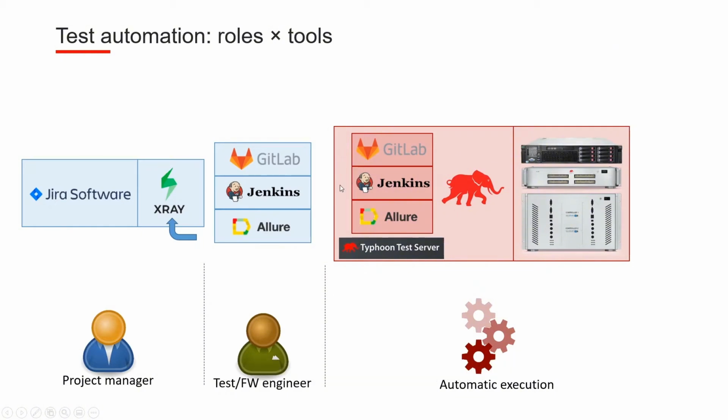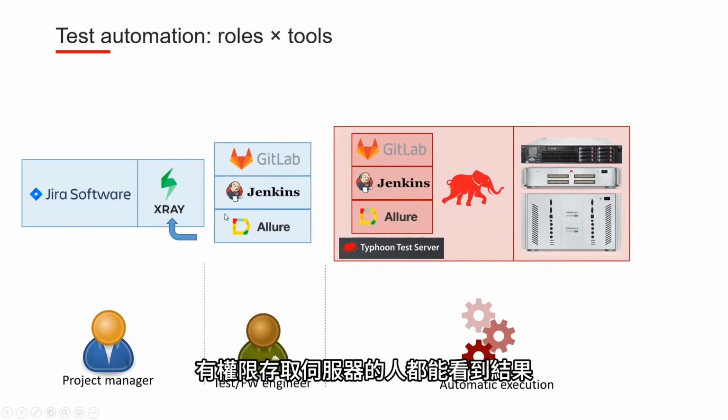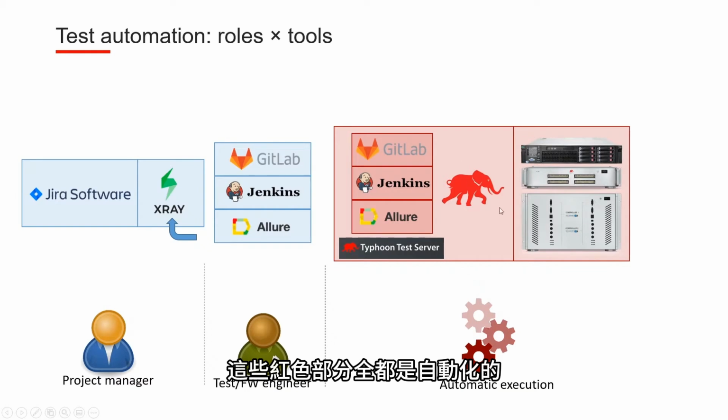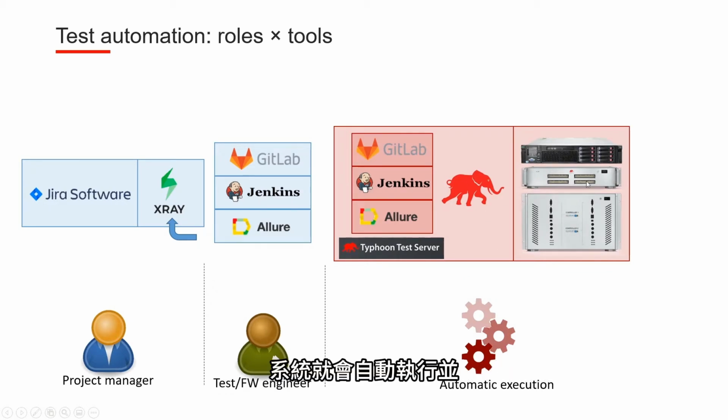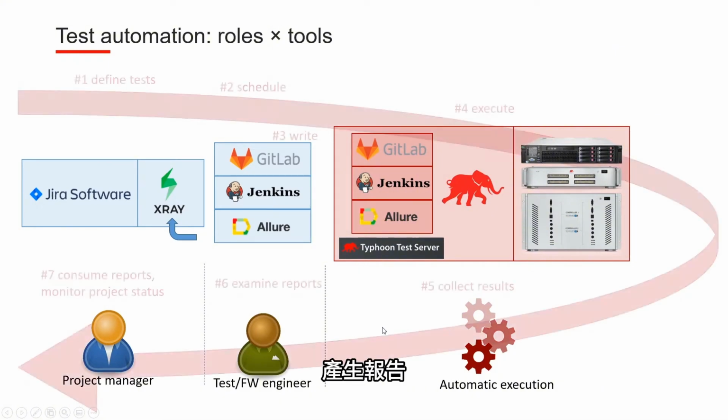You can start the test execution, so you can see if you broke something that you didn't expect. You can see that very quickly, and you can fix that issue as soon as possible. You can also have access to the alert results on the cloud, so anyone that has access to this server can see the results. And all this part in red here, it's automated, so you can set the triggers on Jenkins and everything is going to run automatically and generate the report.